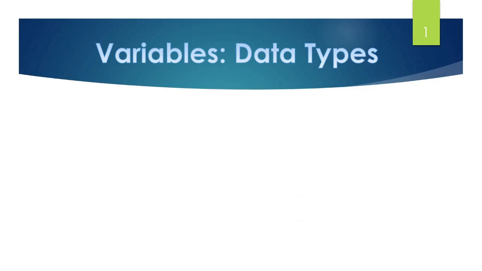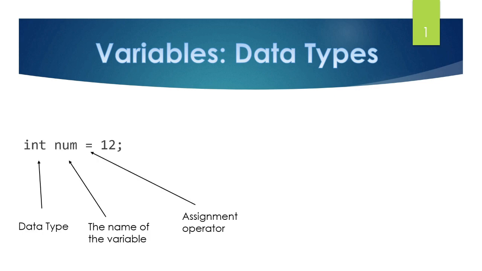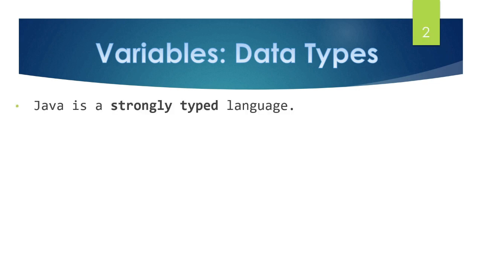Previously, I defined variables in Java and demonstrated examples of variable declaration and initialization. In this example, the data type of the variable was declared as an integer. Java is a strongly typed language. This means that when you declare and initialize the variables, the compiler checks what kind of values are allowed to be assigned to those variables.